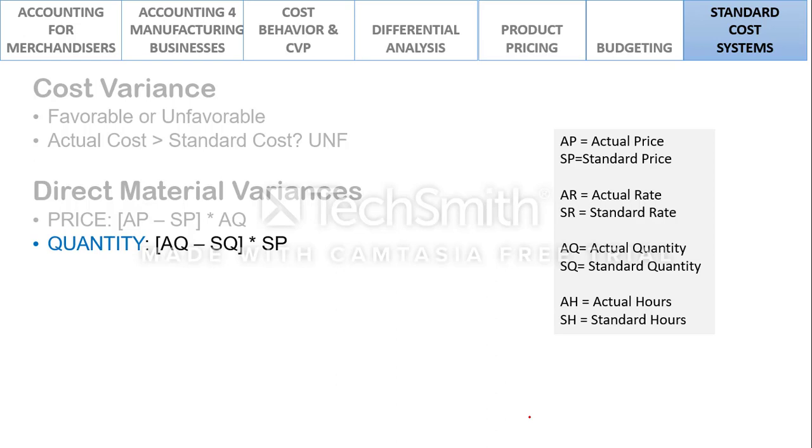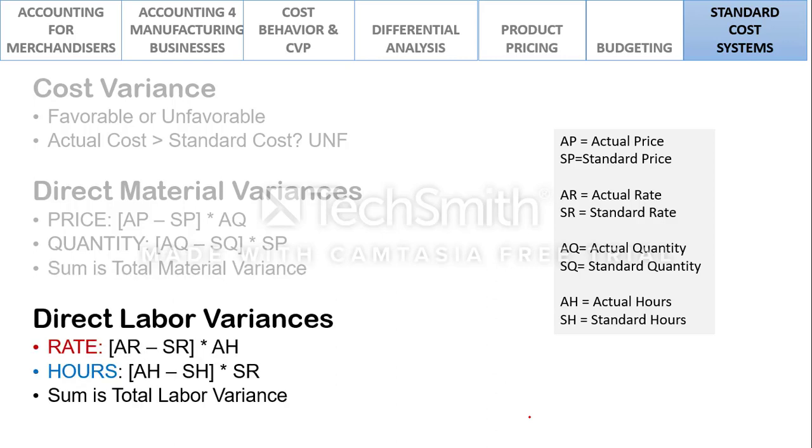Similarly, if I want to find out the quantity variance, I'm going to compare the actual quantity to the standard quantity. That's going to tell me the amount of the variance, and then I'll multiply it by the standard price. And I multiply that by the standard price because the person that's responsible for determining the quantity is going to be my production manager. And so in order to avoid penalizing the production manager for the actual price, the way that I measure the production manager's effectiveness is I'm going to multiply the quantity difference between actual and standard by the standard price. The sum of these variances is considered the total material variance.